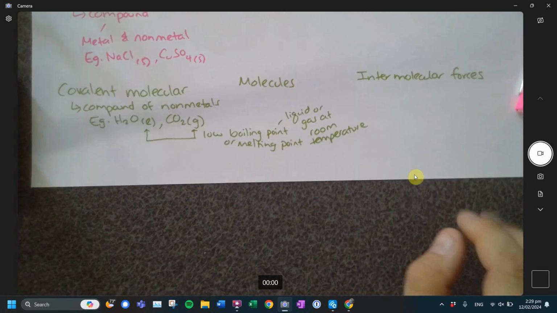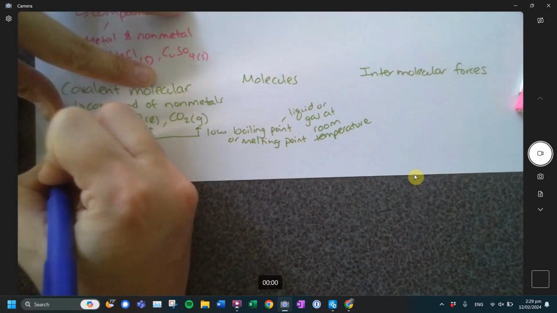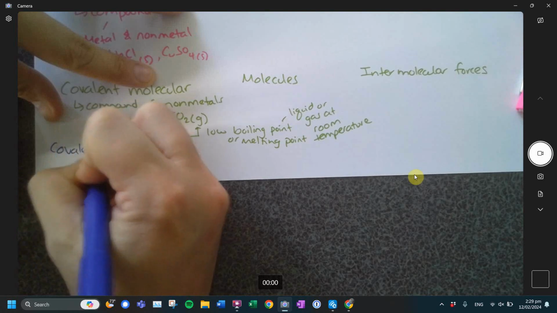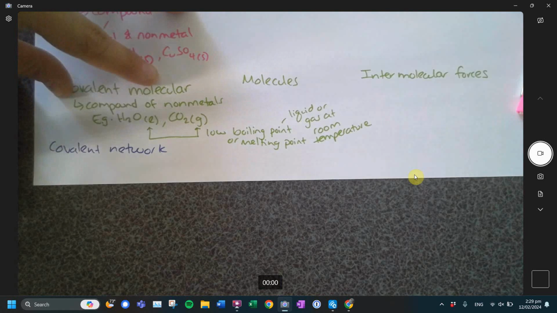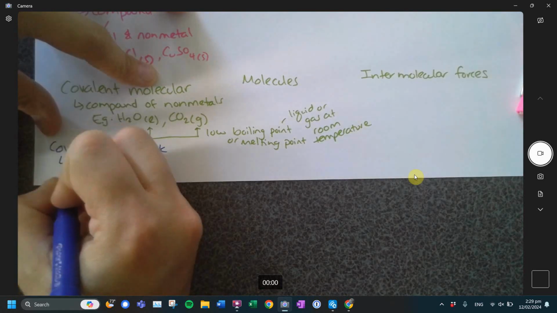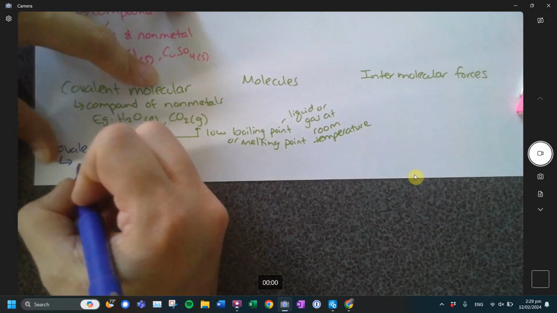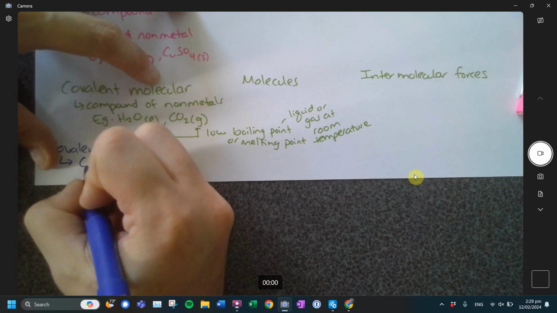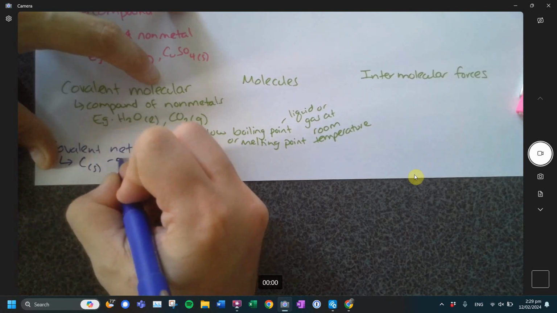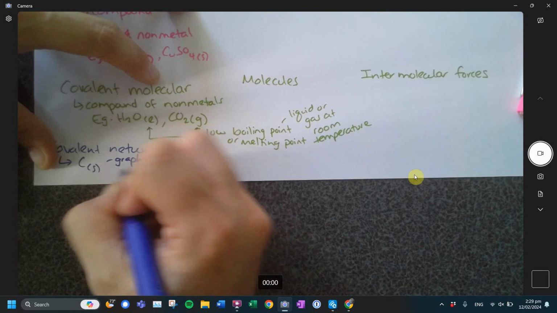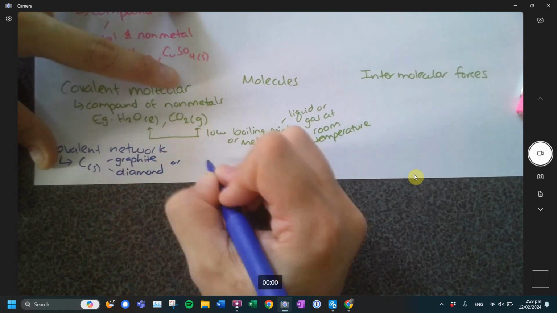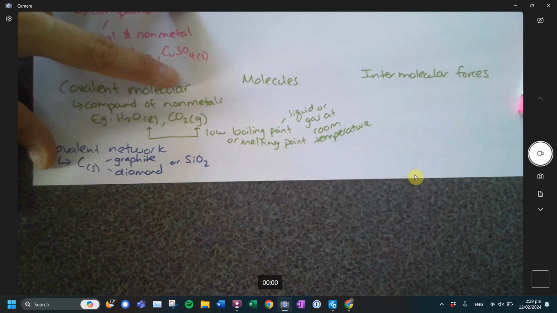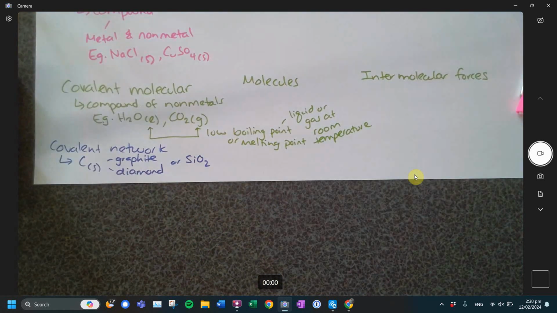All right. The last one is covalent network. Now they will only give you one of 3 potential items for this one. When it comes to the exam question, they will either give you something that's carbon-based, and that would be either graphite or diamond, or they will give you silicon dioxide. That's usually what they give you for covalent networks. One of those three things.